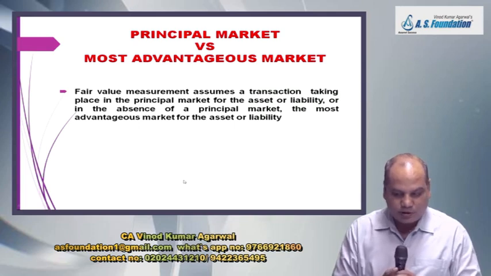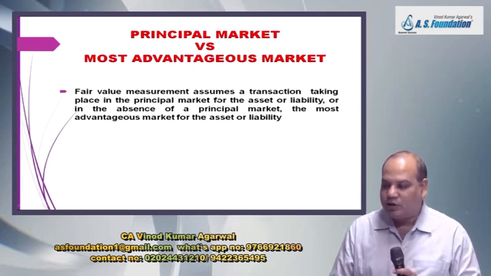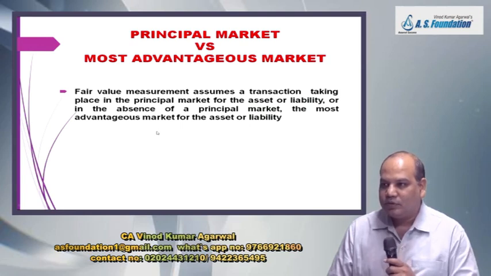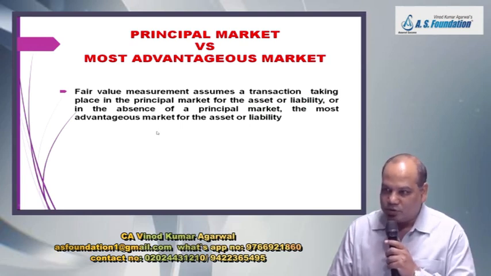Which is the principal market? The market with highest volume and activity. And which is the most advantageous market? The market from where you will get the highest cash inflow after deducting the transportation cost and the transaction cost.